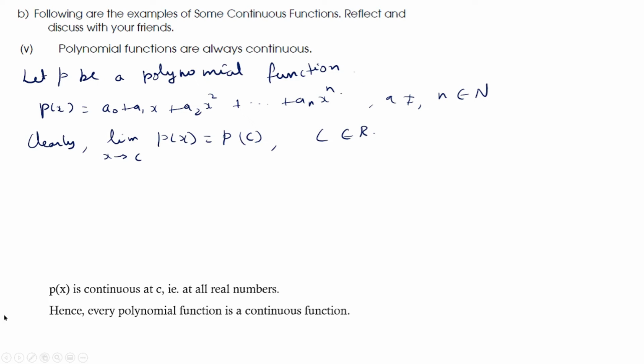Therefore, we can see that p of x is continuous at c, that is at all real numbers. We have taken limit x tends to c of p of x, where c is any real number, and if we put p of c also, we will get the same value. So p of x is continuous at c, hence every polynomial function is a continuous function.